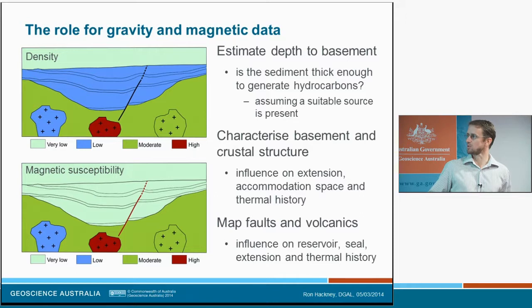I'm not going to touch on this one so much today, but we can also use the properties of these things to map out faults and volcanics. We might have offsets in the basement which will have a magnetic or gravity signature, or like I said, the fault itself may also have some kind of signal. And that then has an important influence on the reservoir, whether the reservoir has been cut by faults, for example, allowing some of these hydrocarbons to escape.